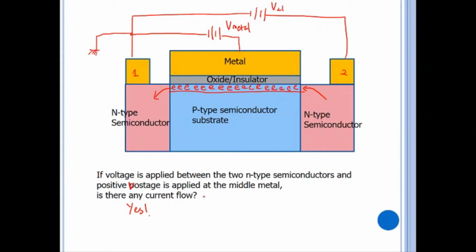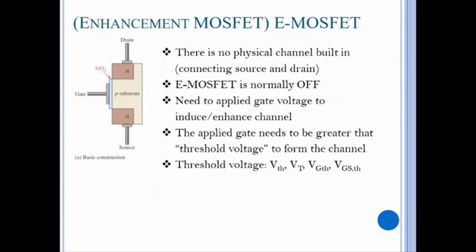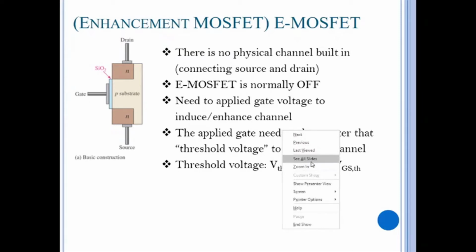In summary, this is the basic operation of a MOSFET. We are using the MOS structure in order to control the on and off operation of a transistor. The structure described in the previous slide is called a MOSFET of the enhancement type, or E-MOSFET. For the E-MOSFET, there is no physical channel built in.